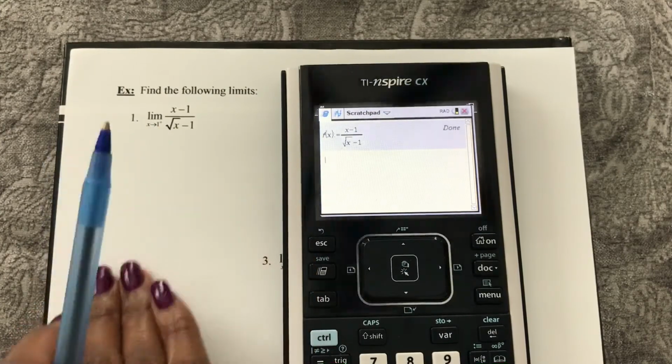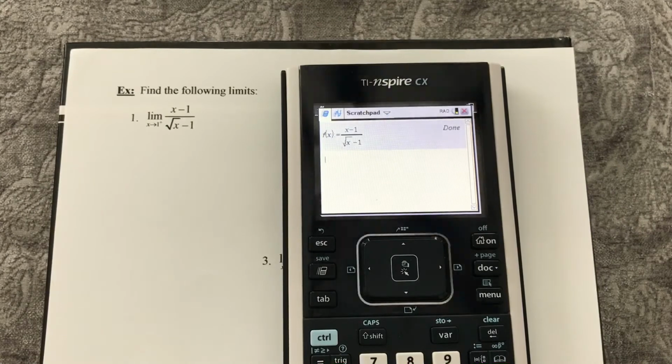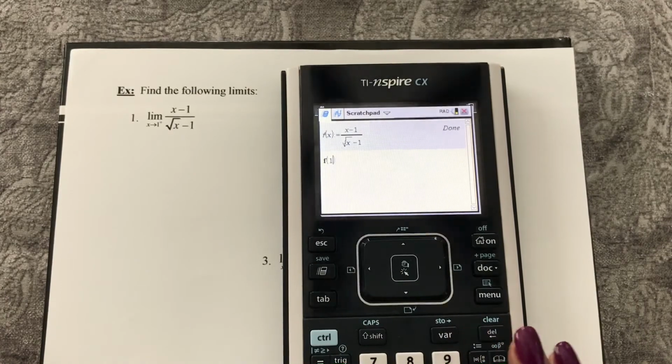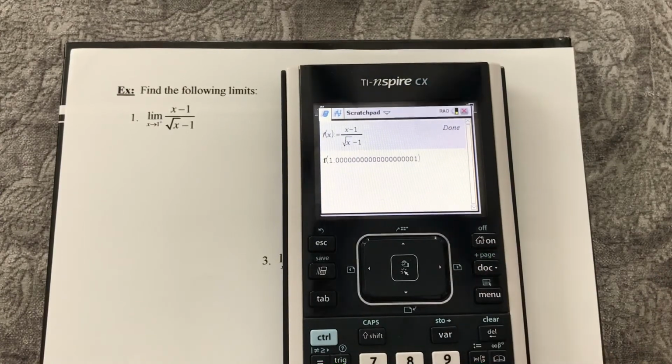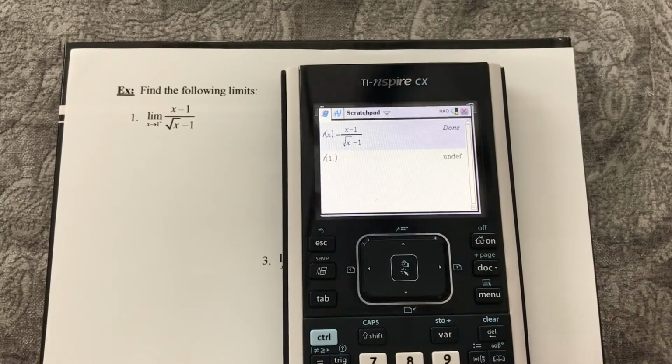So instead of plugging in a bunch of numbers that get closer and closer to 1 from the right, I'm just going to evaluate my function at a number very, very, very close to 1, but on the right side. So let's see, that could be 1.0000, a bunch of zeros and 1. I don't know if there's too many zeros here that you could type in possibly, but that's pretty close to 1 on the right side. And if I press enter, uh-oh, that's undefined, probably a little too close.